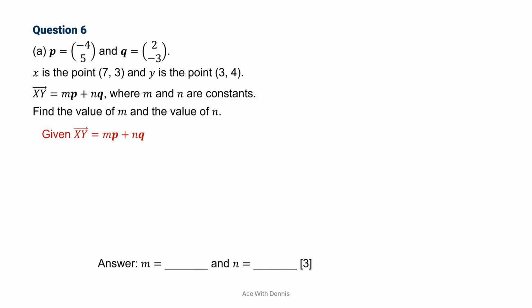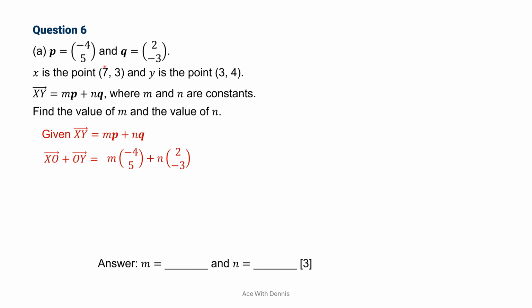So from the question, given that vector XY equals m vector P plus n vector Q, and vector XY can be written as vector XO plus vector OY, then it equals m(-4, 5) plus n(2, -3), because these are the vectors given for P and Q. From here, we substitute inside the equation. So how do we get vector XO and vector OY?